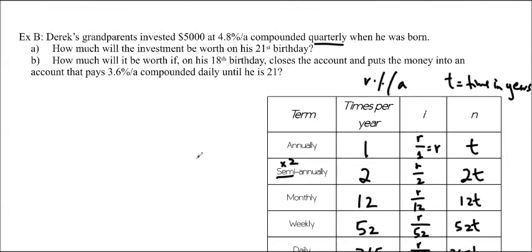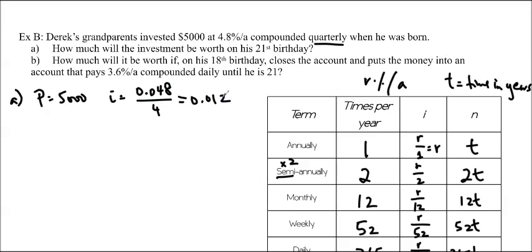So looking at this one, we've got $5,000 at 4.8% per annum compounded quarterly when he was born. So for part A, we want to do P is equal to 5,000. I is equal to 0.048, the per annum rate, divided by 4, which is 0.012. I usually just put this into the calculator, but if it's easy to divide, then you can just do it.